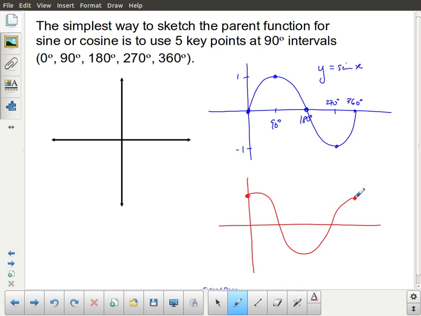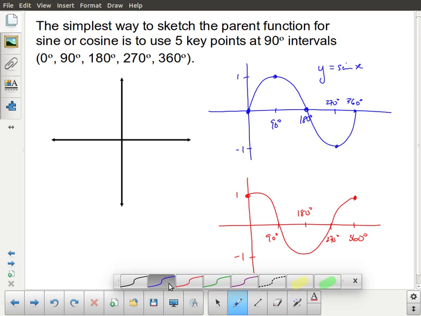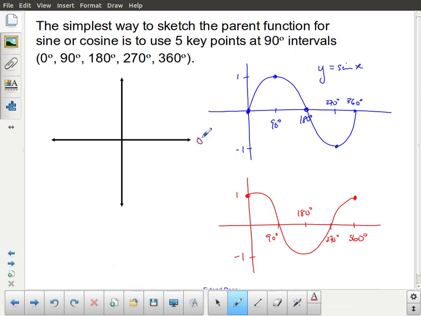Not great, but it'll have to do. That's 360 degrees, midway 180 degrees, 90 degrees, 270 degrees, and +1 and -1. Now, how do I use the unit circle to do this? Remember your unit circle, this is 0 degrees and this is also 360 degrees. 90 degrees at the top, 180 degrees at the negative x-axis, 270 degrees at the negative y-axis.